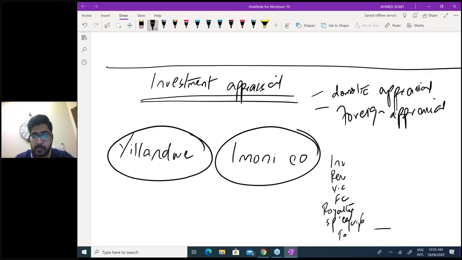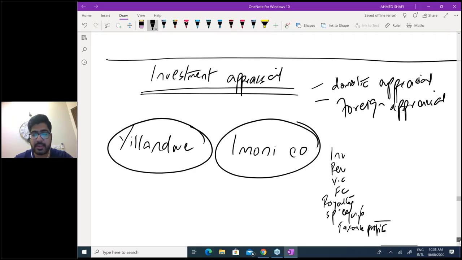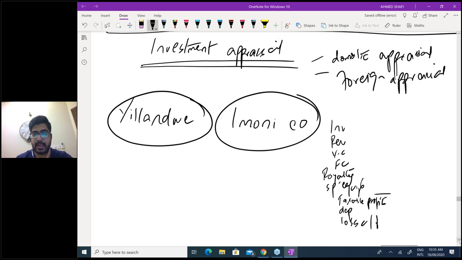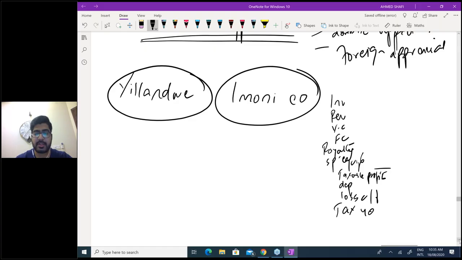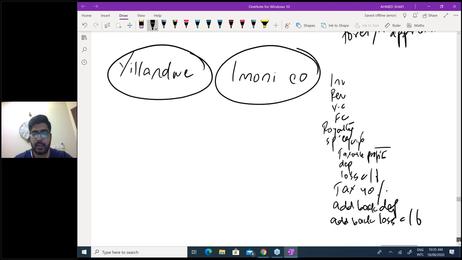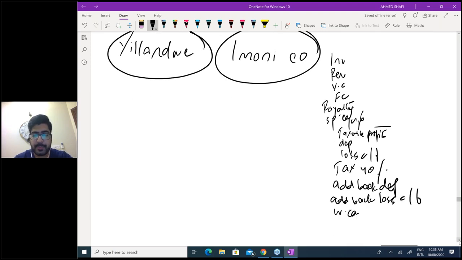So taxable profits. Okay, on these taxable profits, we deducted tax allowable depreciation and loss carried forward, then we paid tax on it at 40%. After tax, we added back depreciation and added back loss carried forward, and after that we did working capital and we got net cash flows, obviously in rands.